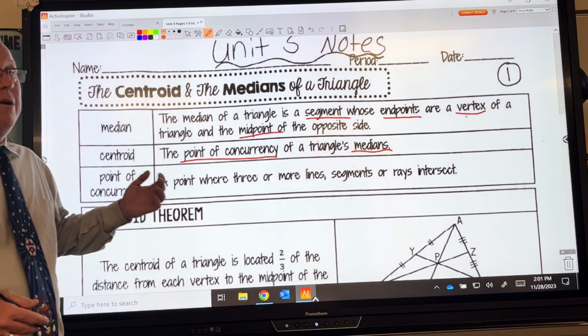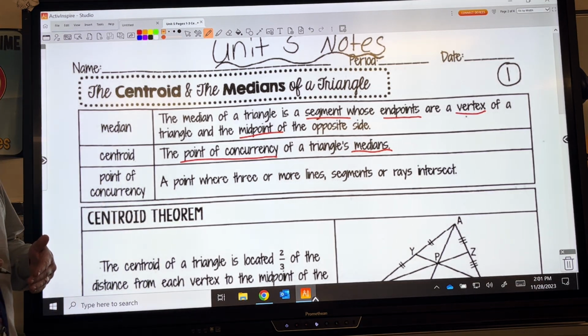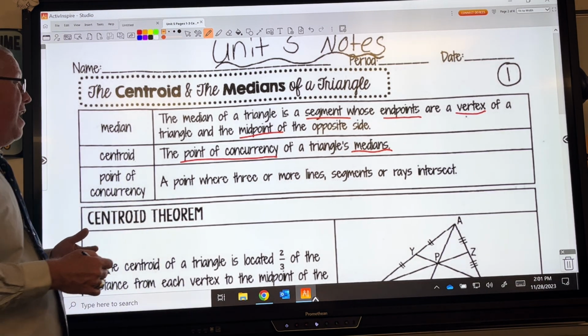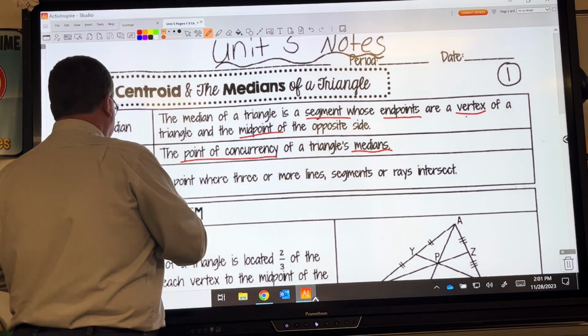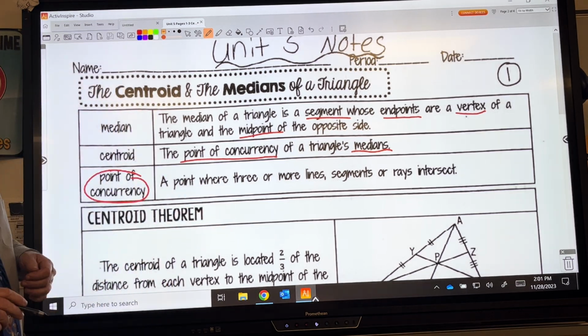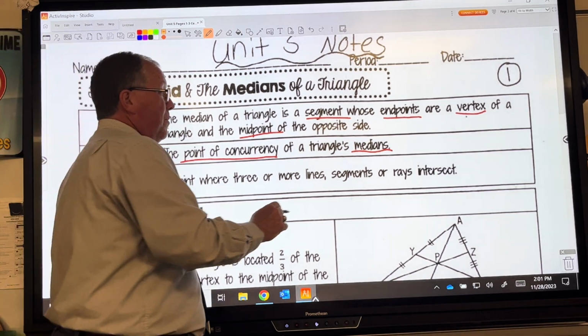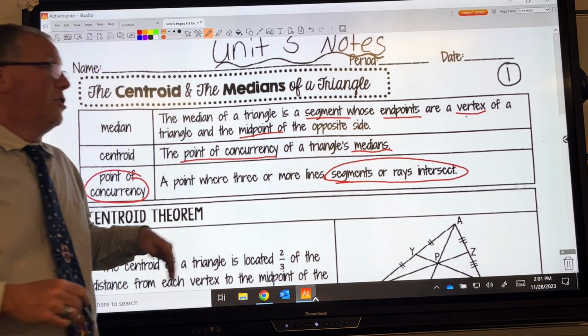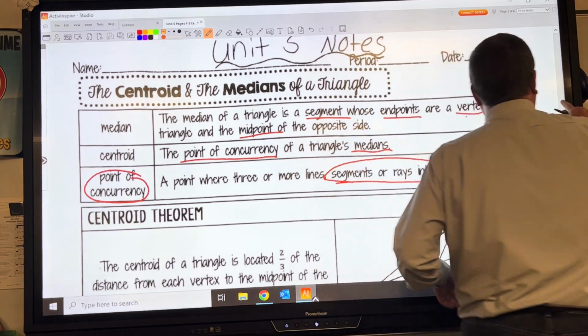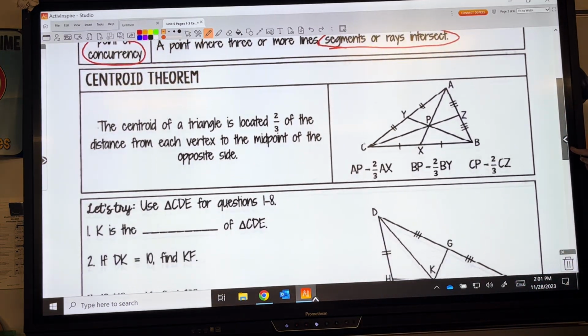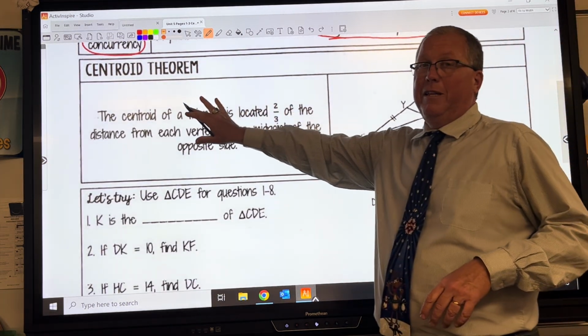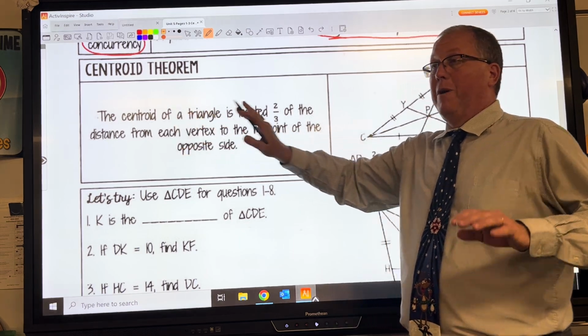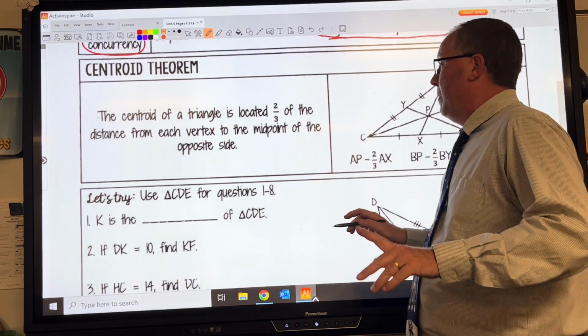When we do that, we have three lines that are called our medians, and they're going to have what's called a point of concurrency. Now we're going to talk about all of this more in just a second. That is where they intersect each other, right here. Okay, so they cross each other. So let's look at an actual triangle here. So we got our triangle. The centroid theorem we'll talk about in just a minute. We're not going to worry about that yet.